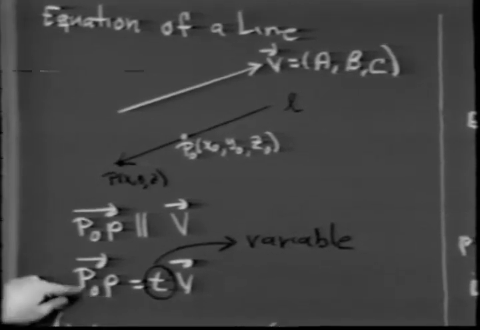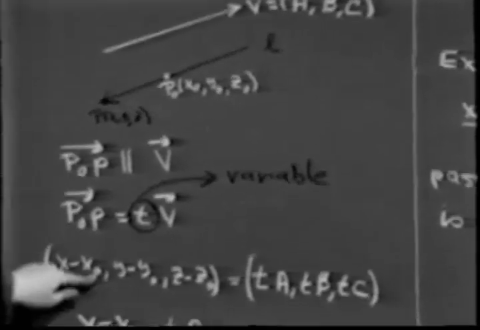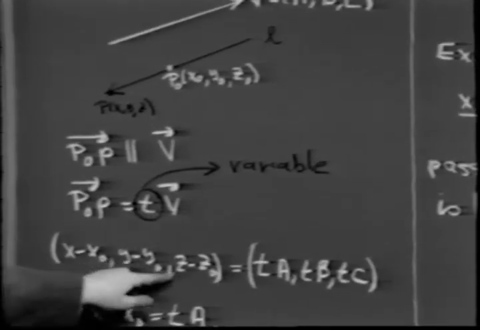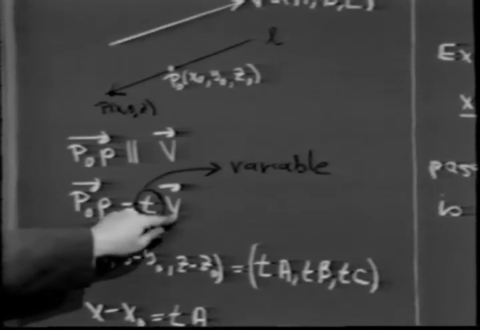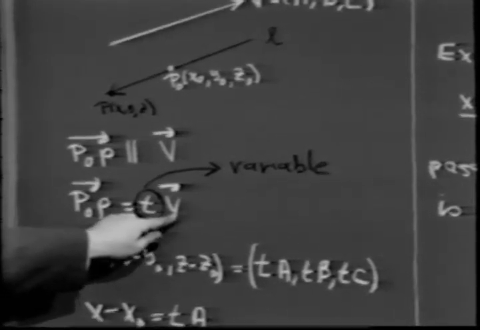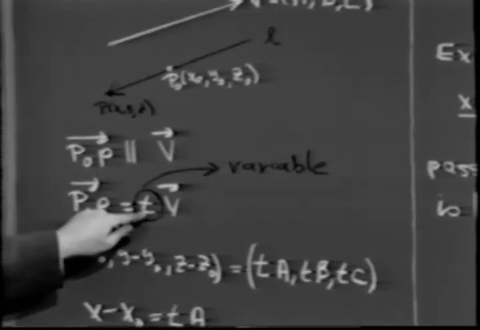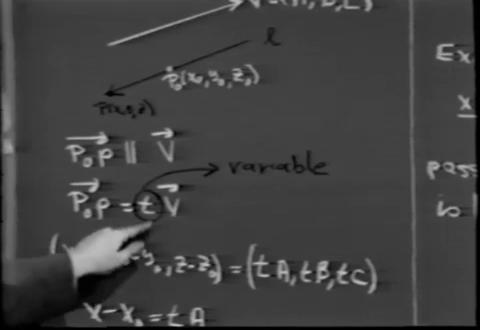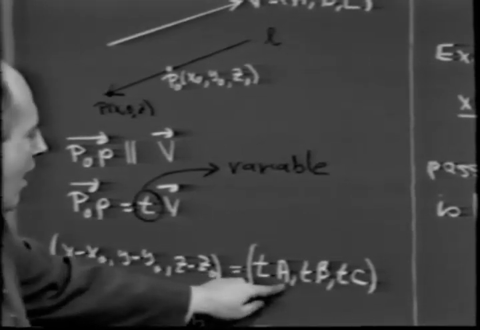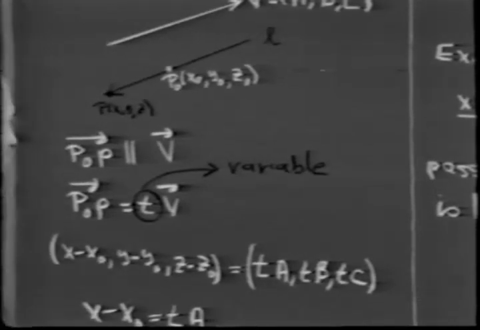And right away, it tells me what? That P0P is that vector whose components are x minus x0, y minus y0, and z minus z0. What vector is T times V? Well, V, we saw, had as components A, B, and C. And in Cartesian coordinates, multiplying a vector by a scalar simply multiplies each component by that scalar. So in other words, T times V is the vector whose components are TA, TB, and TC.